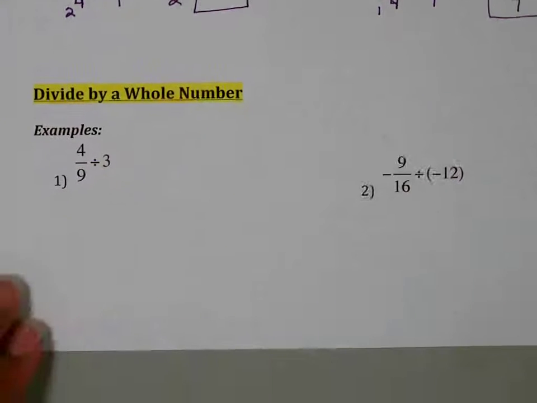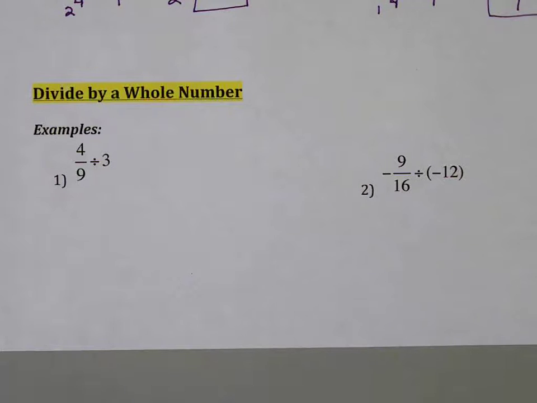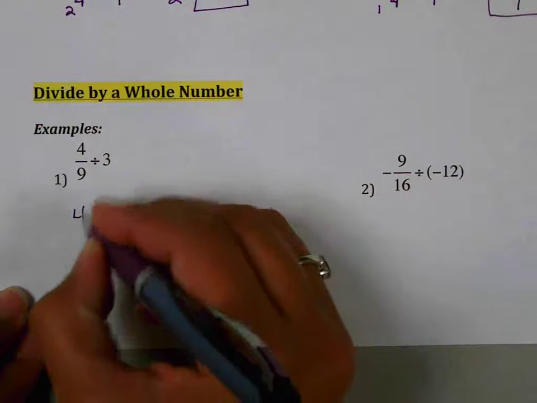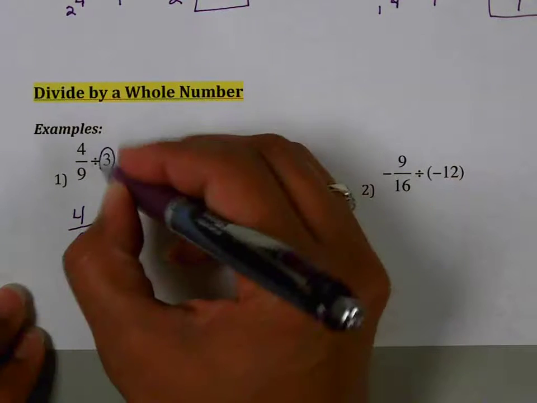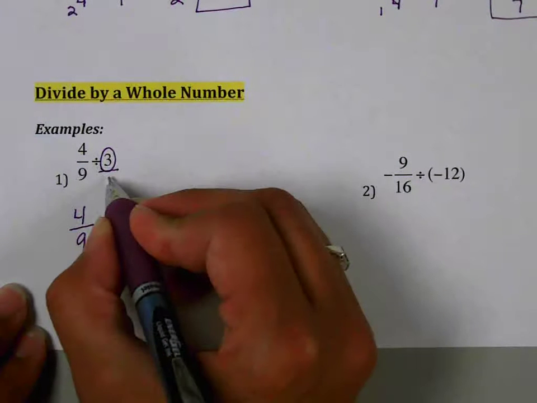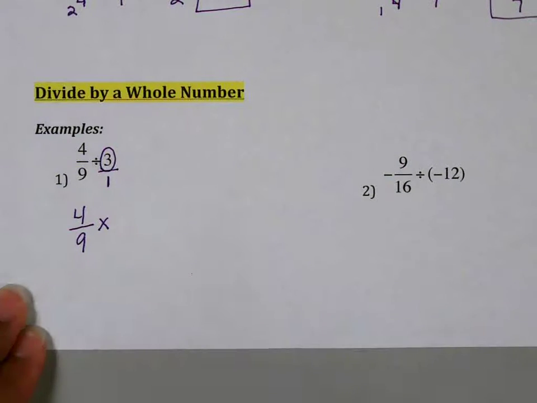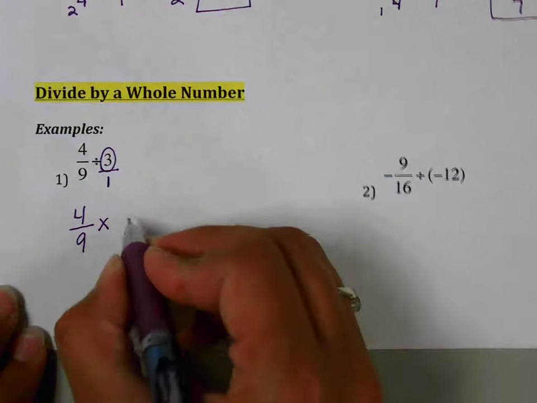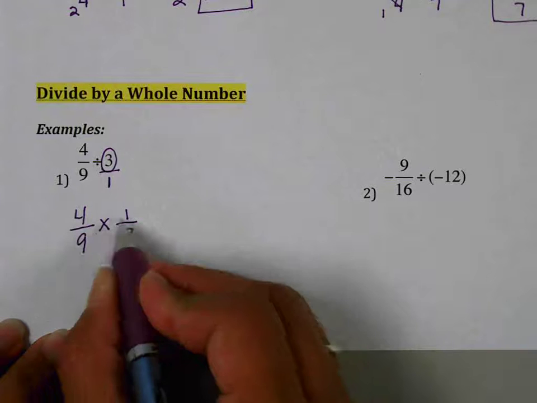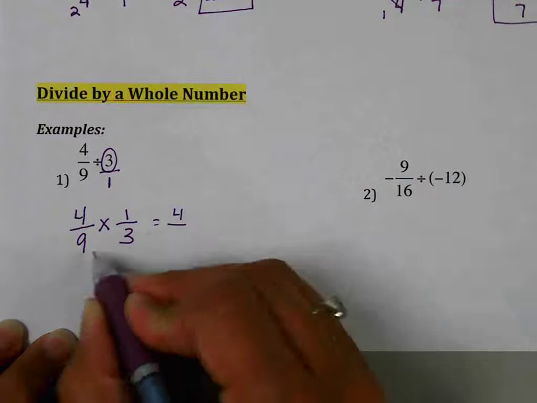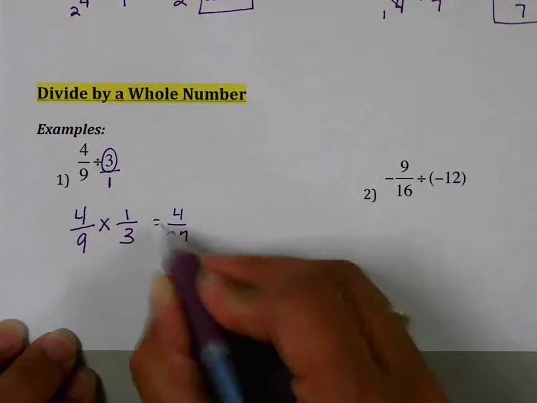Okay, we're going to divide by a whole number now. The process is the same. We're going to keep the first number. We're going to change the division to multiplication. But this time, because 3 is a whole number, remember how we put 7 over 1 earlier, we're going to put 3 over 1 and then use the multiplicative inverse. So it would be 1/3. So 4/9 times 1/3. 4 times 1 is 4. 9 times 3 is 27.